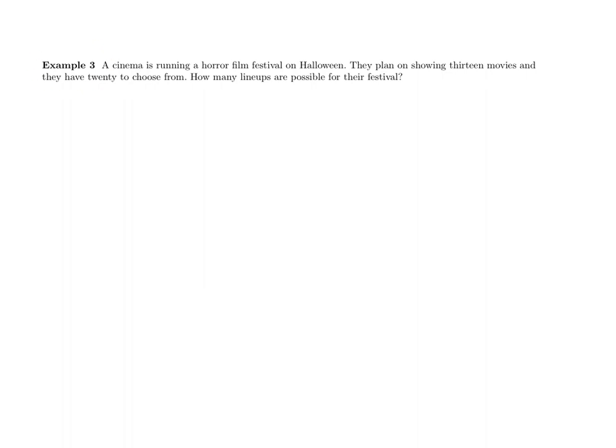In our last example, we are told a cinema is running a horror film festival on Halloween. They plan on showing 13 movies, and they have 20 to choose from. How many lineups are possible for their festival? The way I view this is we have 20 movies to choose from, so that's the total, which we called n, but we're only going to choose 13 of them. But not only are we choosing them, we're ordering them in a particular way since we're talking about lineups. So here the order matters.